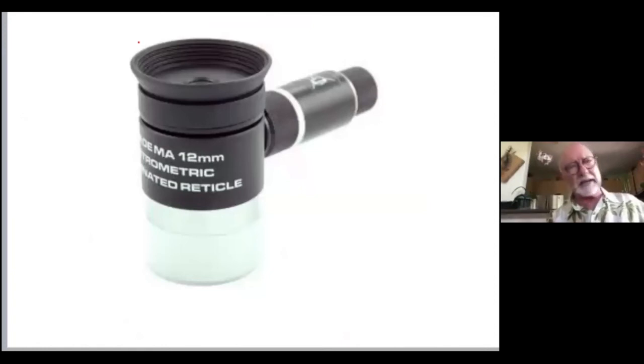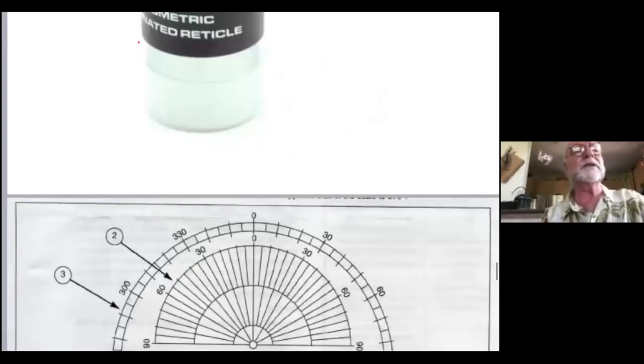Some people like to measure the position angle with an illuminated astrometric eyepiece. This is not required. This is a really fun thing to do if you're used to doing it and you have one of these eyepieces. They're not very expensive. They're illuminated with a battery. And there's a turn knob here. The battery goes in here. It illuminates the reticle.